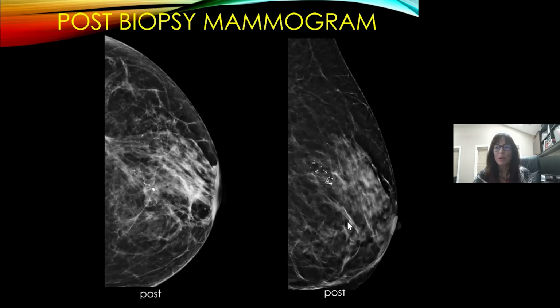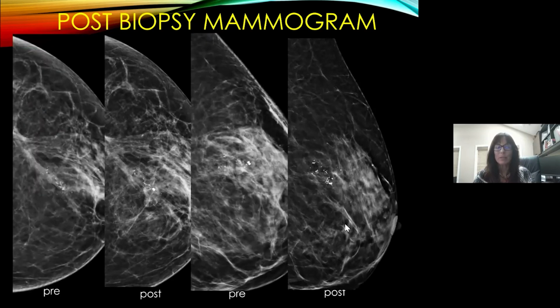Post-biopsy mammogram should always be performed and compared to the diagnostic and screening images. So CC views on the left, here's the pre-biopsy, post-biopsy showing the clip adjacent to the calcifications, pre-biopsy ML view, post-biopsy ML view, again showing the clip adjacent to the calcifications on both views.